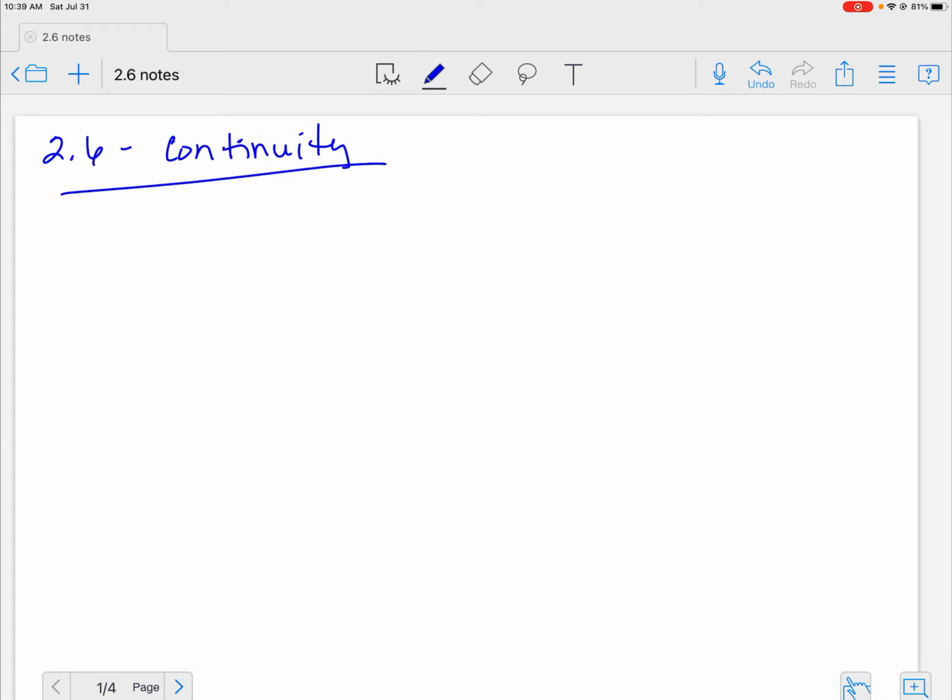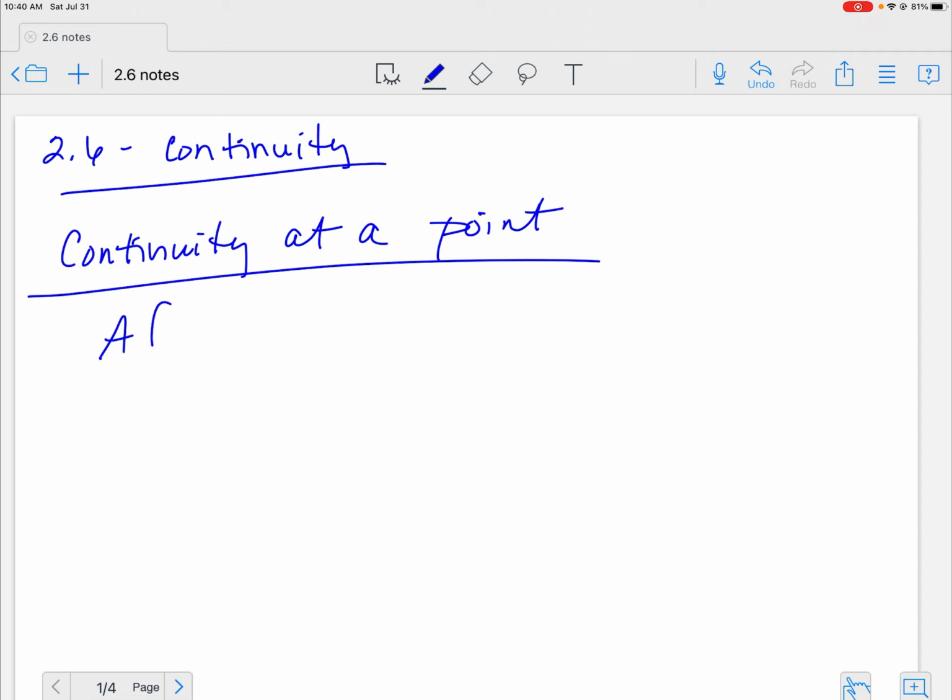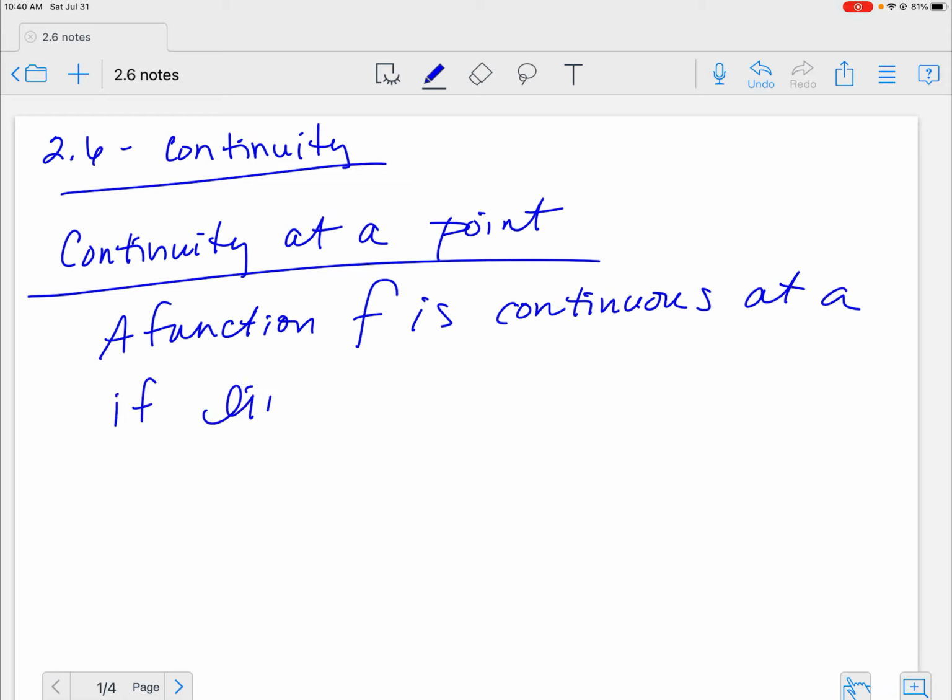All right, let's keep on with our limits, but now we're going to be looking at continuity also. All right, so here's the definition for continuity at a point. Continuity at a point. Okay, so a function f is continuous at a if the limit as x approaches a of f of x is equal to f of a, period.